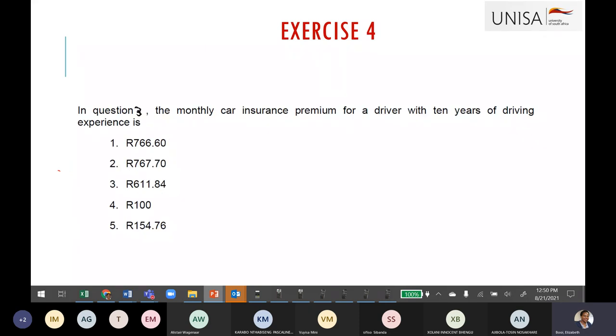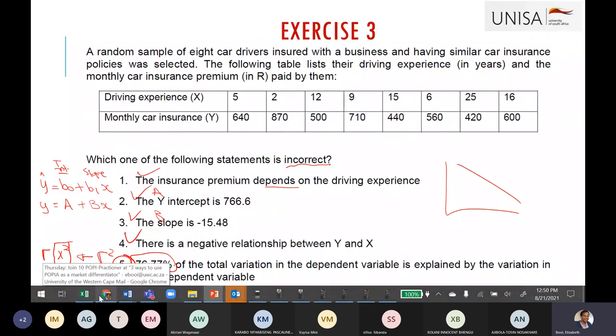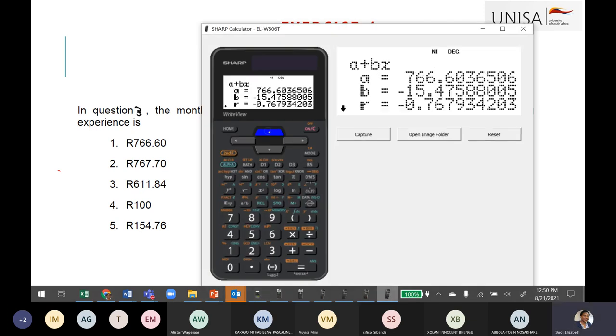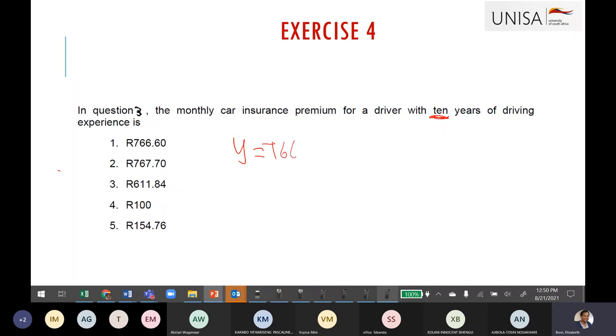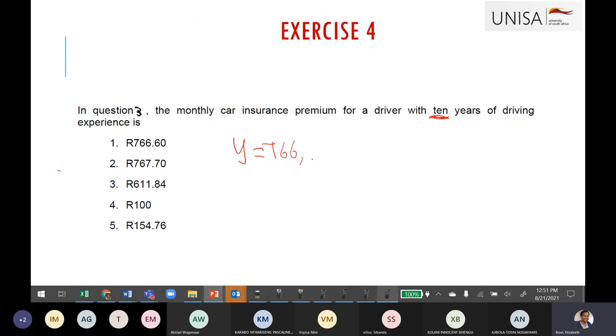Now we also need to be able to estimate a value. So here the question is to estimate the value at 10 years. So it means we need to go back to our question, where we have the slope and the intercept. We can write our equation: y equals 766.60, and we know that the slope was minus 15.48x. So we can write the regression line.